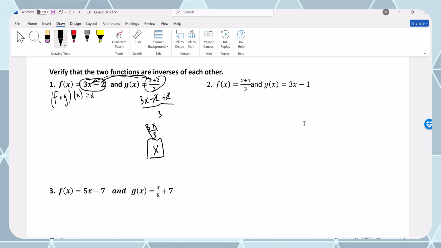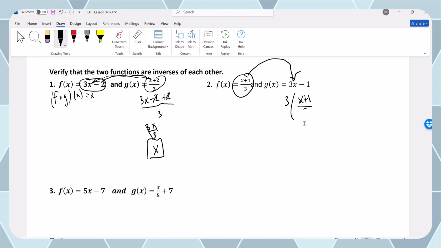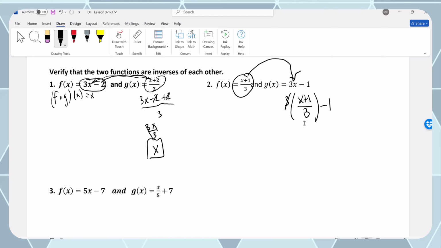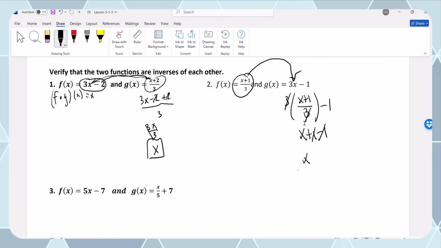So let's try that for the next one. What if I take this and I plug it in? So you get 3 times x plus 1 over 3 minus 1. The 3's cancel out, the 1's cancel out, and I'm left with x.